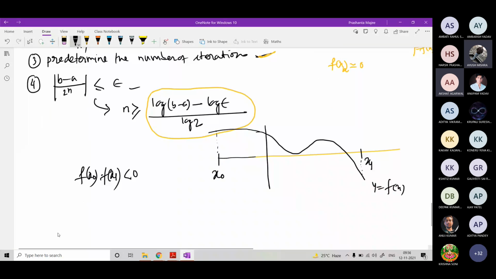Sir, we will take the middle point, x2 will be x naught plus x1 by 2. Where is the middle point in this graph? Here around, is it okay? Yes sir. So what is f of x2 value? Sir, positive.